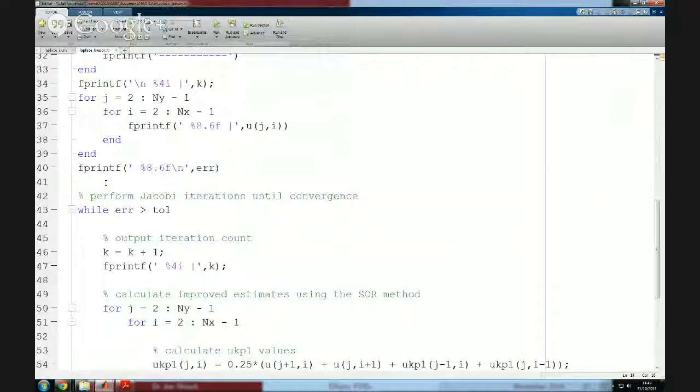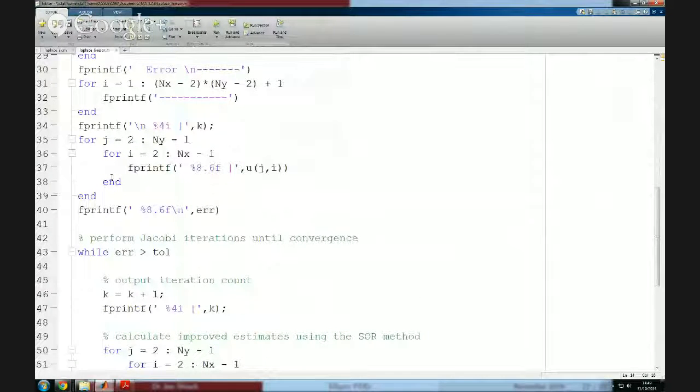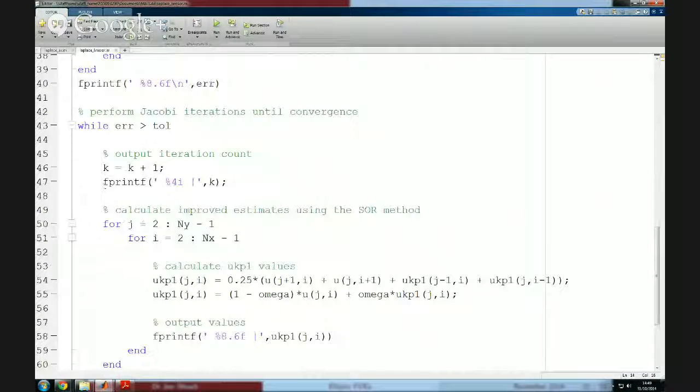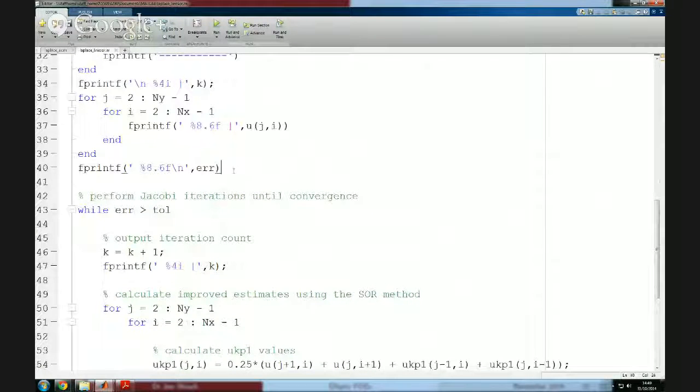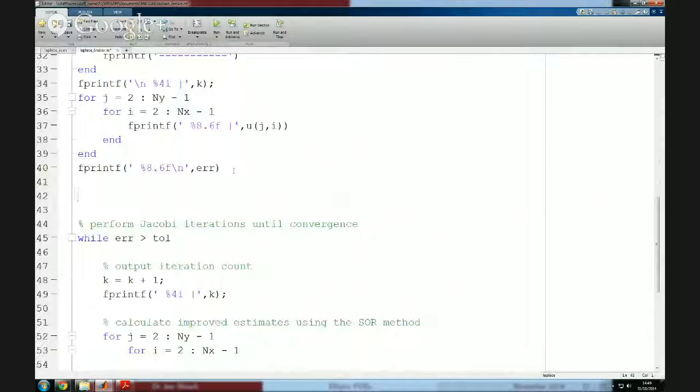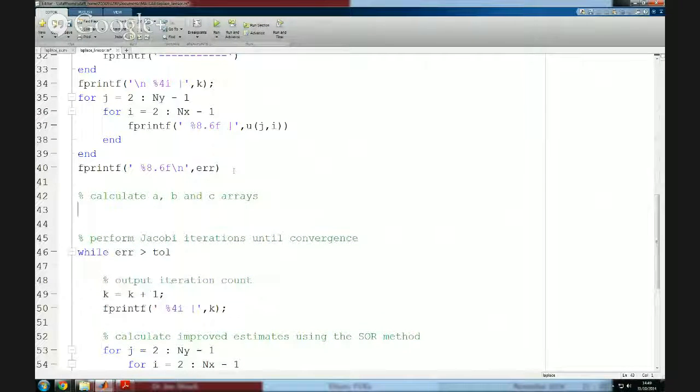Okay, and A, B, and C don't change throughout all the iterations. They're always constant. So instead of calculating them within the loop, I'm going to calculate them before. So I'm going to calculate the A, B, and C arrays.